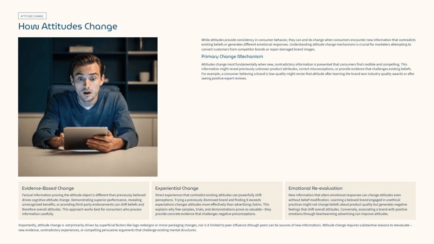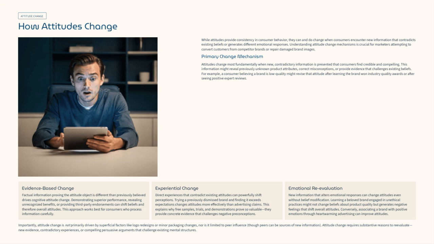Direct experiences that contradict our existing attitudes can be very powerful. If you try a brand you previously dismissed and find it exceeds your expectations, that can change your attitude more than just hearing advertising claims. That's why free samples, trials, and demonstrations are so effective. They provide concrete evidence that challenges any negative preconceptions you might have.